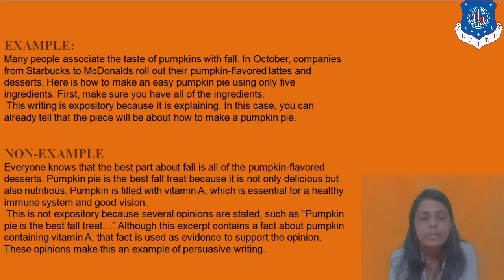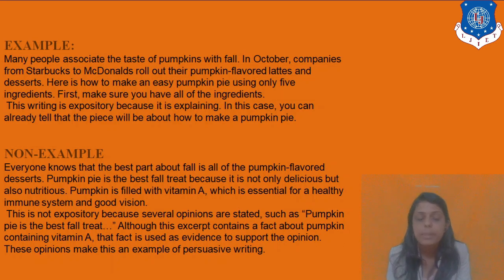Now here you can see there is a non-example also so that it is clear to you. Everyone knows that the best part about the fall is all of the pumpkin flavored desserts. Pumpkin pie is the best fall treat because it is not only delicious but also nutritious. Pumpkin is filled with vitamin A, which is essential for a healthy immune system and good vision. This is not expository because several opinions are stated, such as pumpkin pie is the best fall treat. Although this excerpt contains a fact about pumpkin containing vitamin A, that fact is used as evidence to support the opinion. This opinion makes this example persuasive writing.